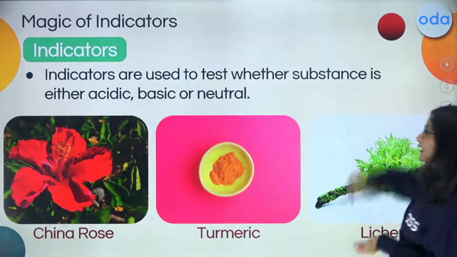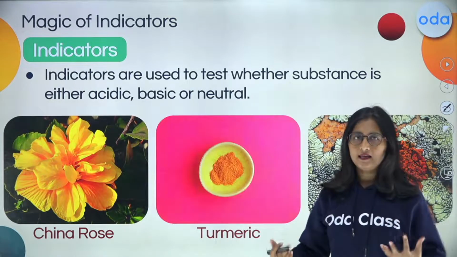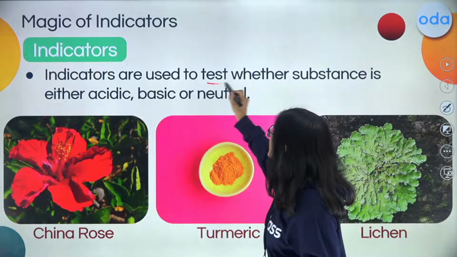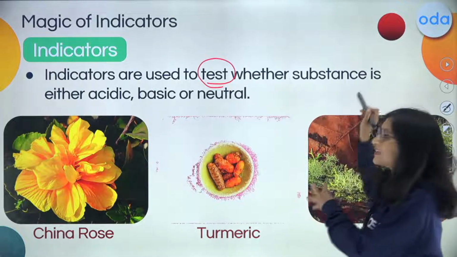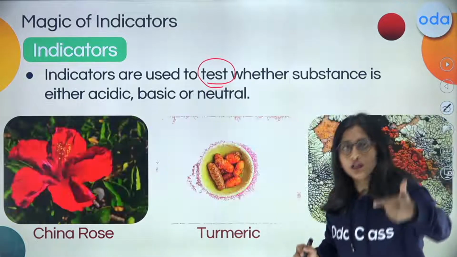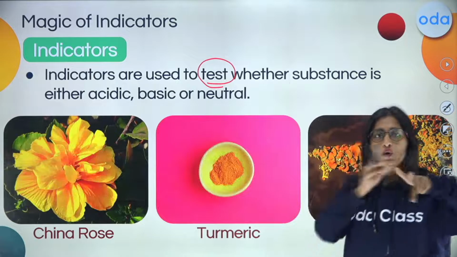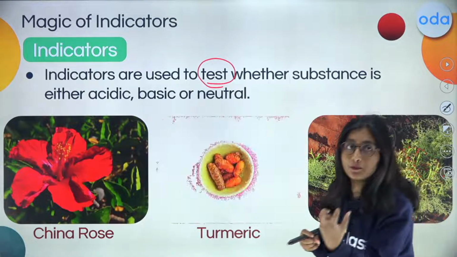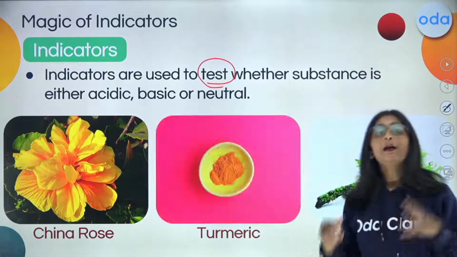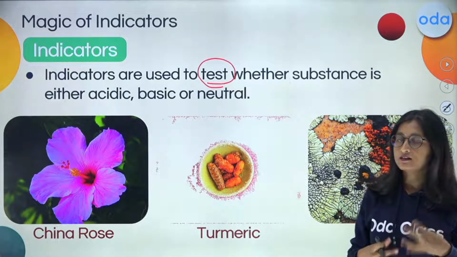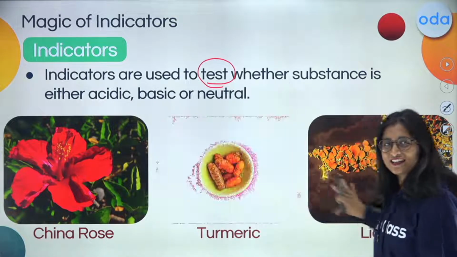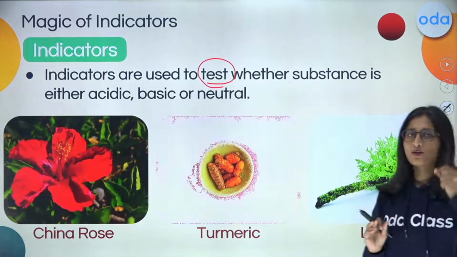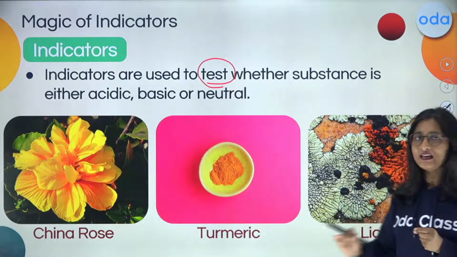Following up with the indicators. What are indicators? Well, the indicators are the substances which are used to test whether a substance is either acidic, neutral, or basic. So if you are finding out whether it is going to be acidic, basic, or neutral, we can find it out by use of the indicators. Now you can see the three natural indicators: the China rose, the turmeric, and the lichen. Now one by one, we are going to look at each of the indicators.